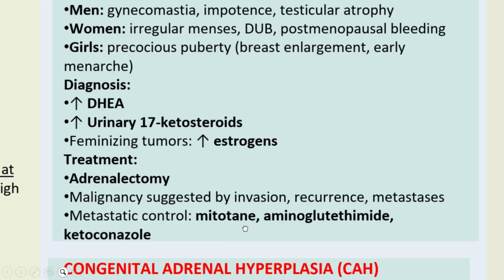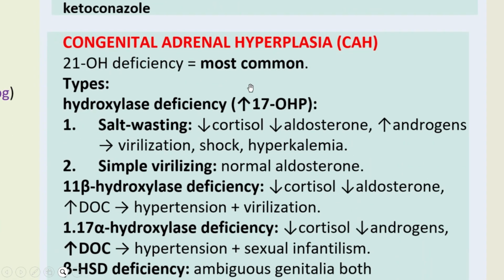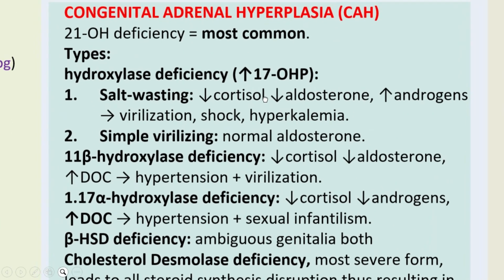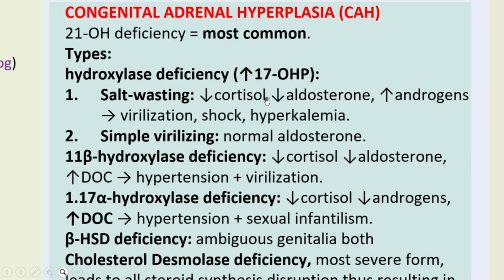Then we have congenital adrenal hyperplasia, and this one occurs basically because we are having a disruption in the feedback to ACTH. Whenever we have ACTH, it is trophic, or it causes the growth of the adrenal gland. So whenever we have ACTH being produced, the gland is going to grow.